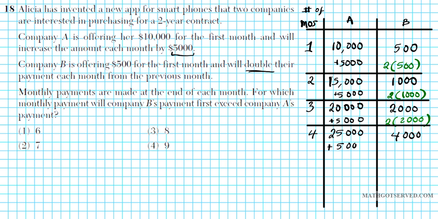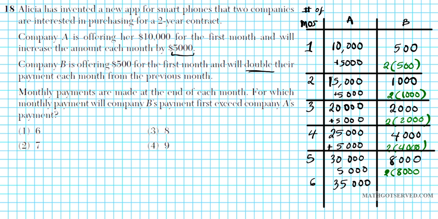So for the fifth month, you add 5,000. Month number 5 gives you 30,000. And then for Company B, you double the previous month, which is 4,000, and that gives you 8,000. All right, keep on going. You're going to see the growth take off in a second. For the sixth month, you add another 5,000 for Company A, which is 35,000. And then for Company B, we double the previous month, 2 times 8,000, which is 16,000.